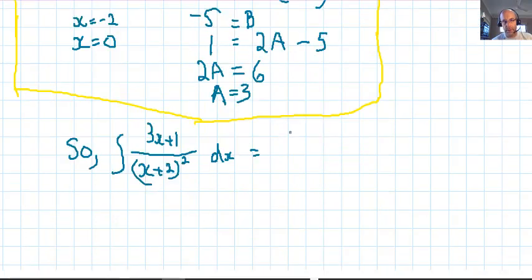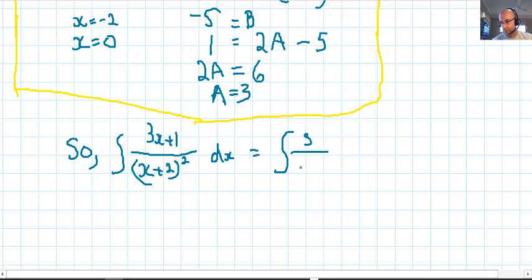So subbing in A and B, and splitting up the integrals as a sum of two integrals, we've got the integral of 3 over x + 2, and because B is negative, we could say it's minus the integral of 5 over (x + 2) all squared, following case 2. dx.